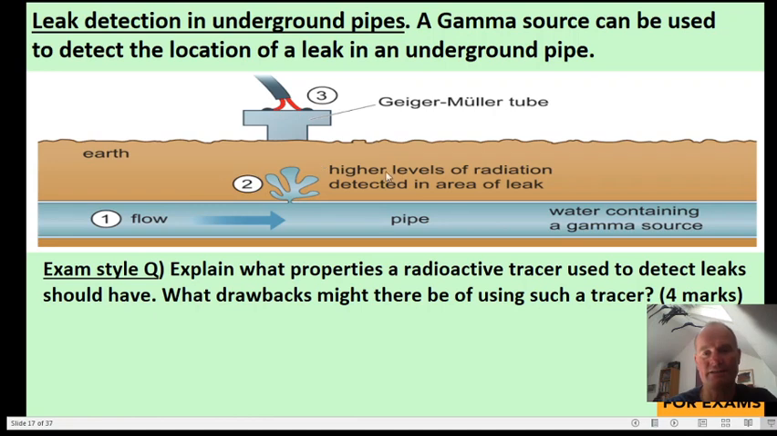Gamma source can be detected. There's a similar diagram. Explain what properties a radioactive tracer used to detect leaks should have. What drawbacks might there be of using such a tracer? So for 4 marks, guess what?